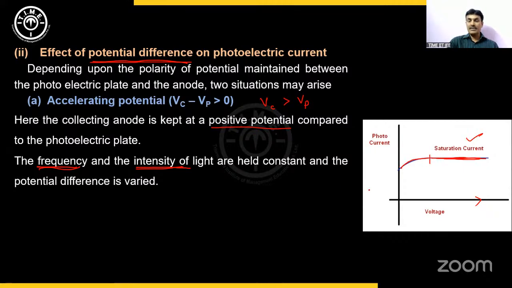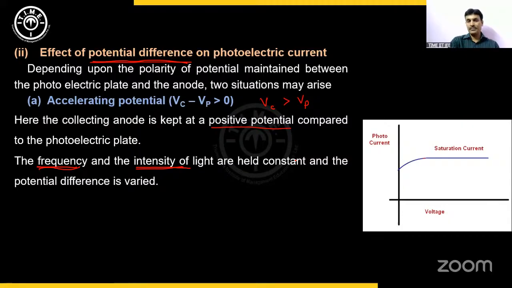But surprisingly, even when the potential difference between P and C is made 0, that means both are maintained at the same potential, Vp is equal to Vc, even then the current is not 0. There exists some current in the circuit. Why so? That we have to answer. Einstein answered all these queries. Let us discuss all those points.